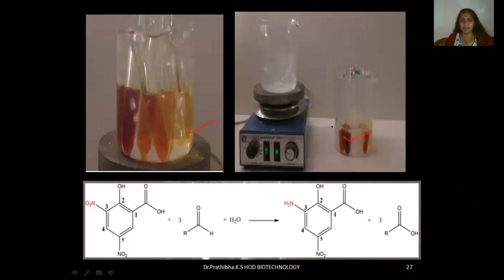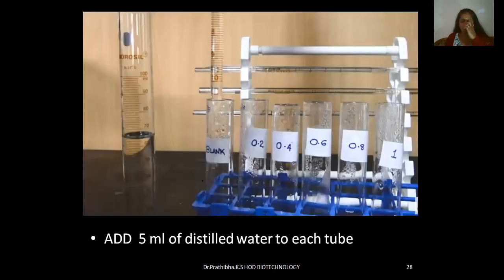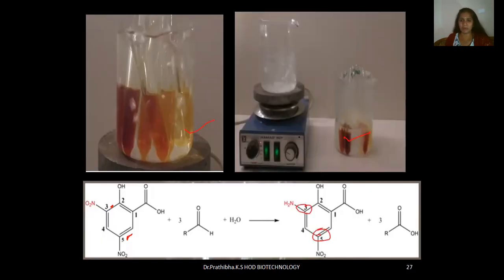What has happened in this reaction? 3,5-dinitrosalicylic acid reacts with the sugars at 100 degrees Celsius, that is the water bath condition, and is reduced to 3-amino-5-nitrosalicylic acid. Then once you take the tubes out of the boiling water bath, you need to cool them in the beaker to room temperature.